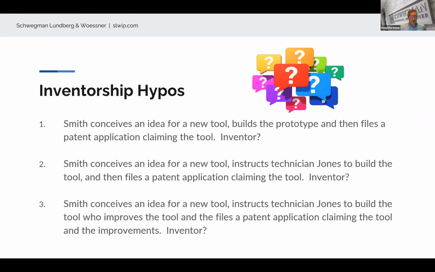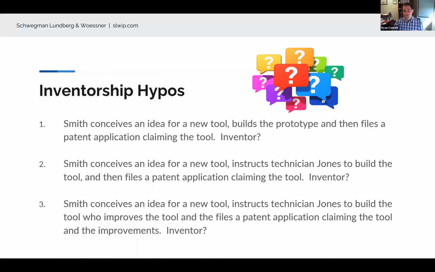And our third hypo, again, our favorite Smith conceives of an idea for a new tool, instructs technician Jones to build the tool. Technician Jones makes improvements on the tool. They then file a patent application, not only claiming the tool, but also the improvement. So who would be the inventor in that situation?